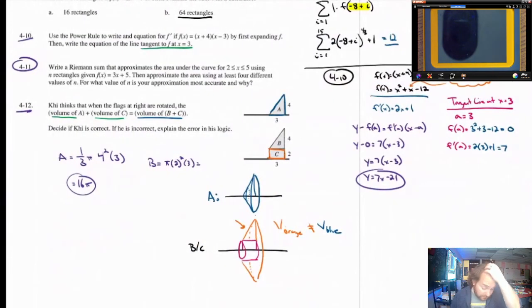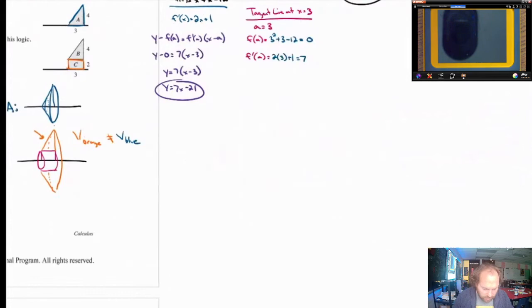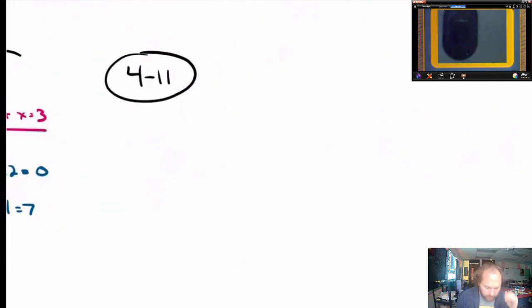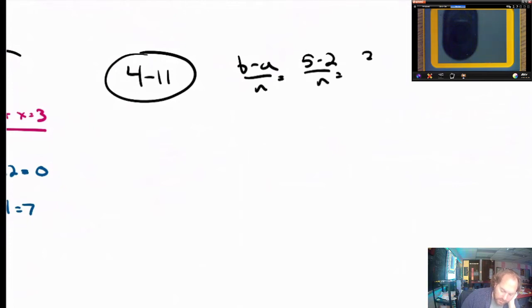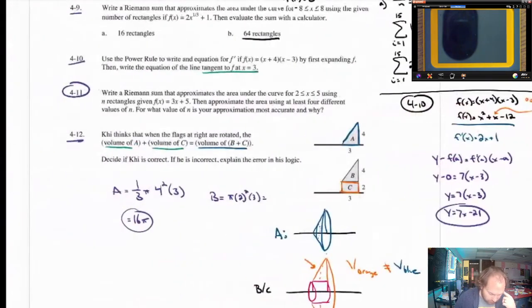Write a Riemann sum that gives the approximate area under the curve from 2 to 5 using n rectangles, given f of x is 3x plus 5. So it's the same process as the problem we worked on a little bit before and ran into some problems with. b minus a over n in this case is going to be 5 minus 2 over n, which is 3 over n. And I don't think they gave us a number of rectangles. I think they wanted to leave us nice and general with this problem.